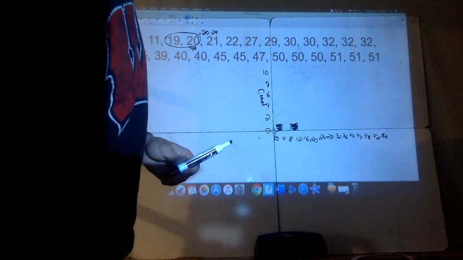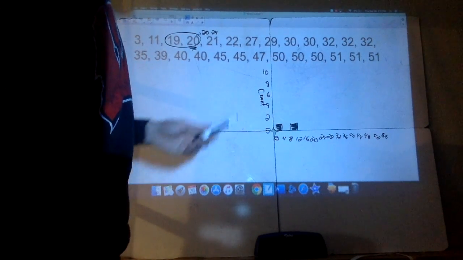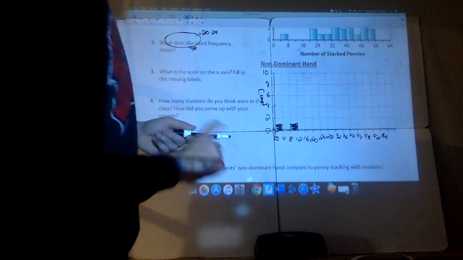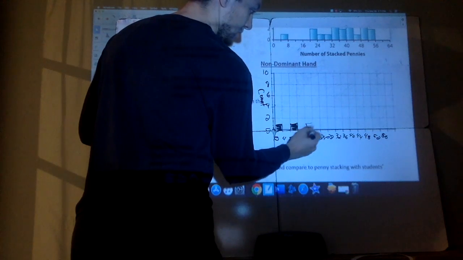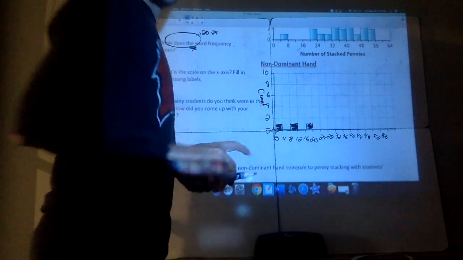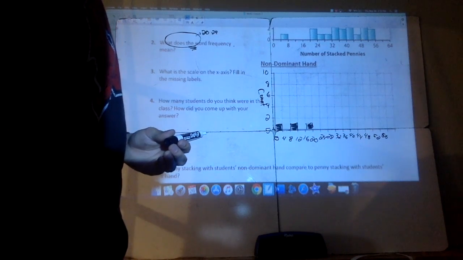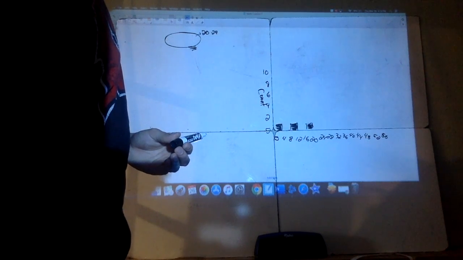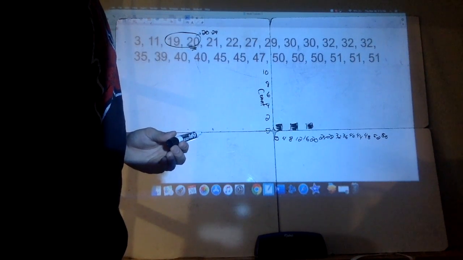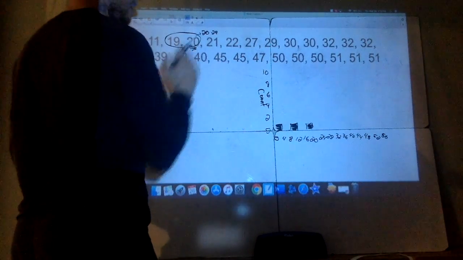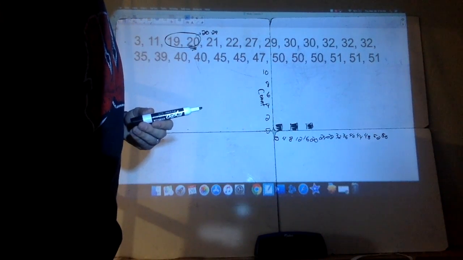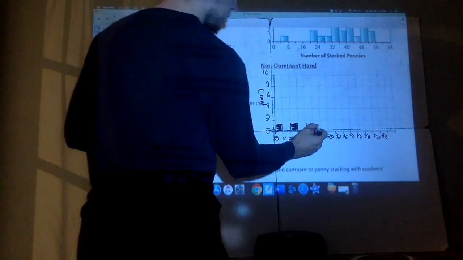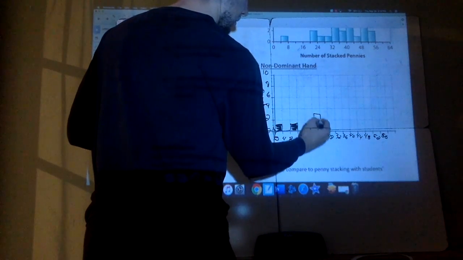So what that looks like on our graph is we have just 19. And so in that 16 to 20 range, the 19 person is right there. But that 20 person is going to go in that next column. So if we look between 20 and 24, there's 1, 2, 3 people. So we're going to go to our histogram. We're going to fill that. 20 to 24 has 3.